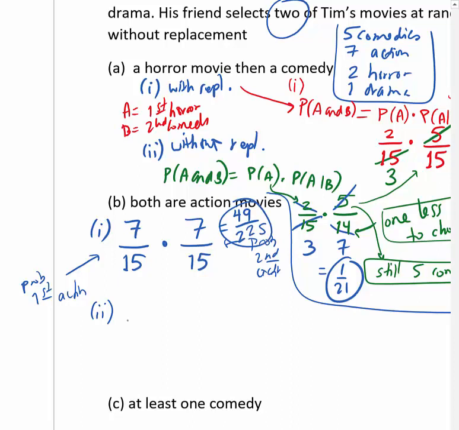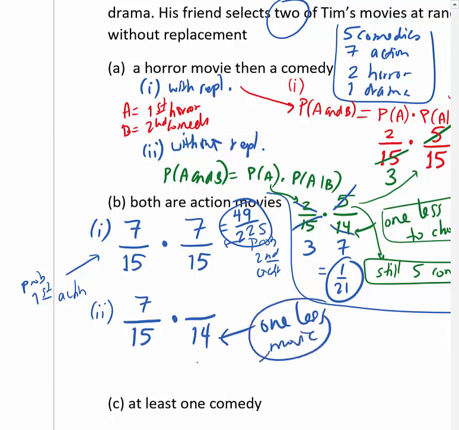And then part 2, similar thing, except we are not replacing. So yeah, the first probability is always the same, because you haven't done anything yet. You're just finding the probability of the first one being an action movie. But now that there's one movie less, there are only 14 movies to choose from, and 1 less action movie as well. So there's no longer 7 in the numerator for the second fraction. It's going to be 6. 1 less action movie.